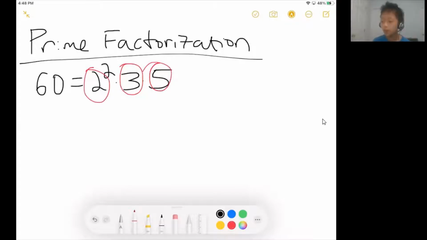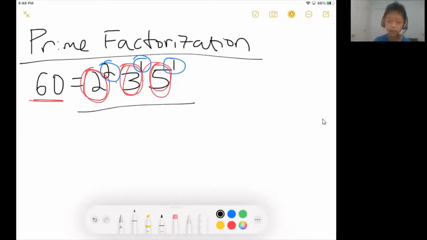Don't worry about these exponents. This is 3 to the 1, 5 to the 1. The main important thing right now is that you can write 60 as the product of powers of primes. And it turns out every number has a unique prime factorization, meaning every number can be expressed as a product of primes or powers of primes in exactly one way. So 2 squared times 3 to the 1 times 5 to the 1 is the only way to prime factorize the number 60.